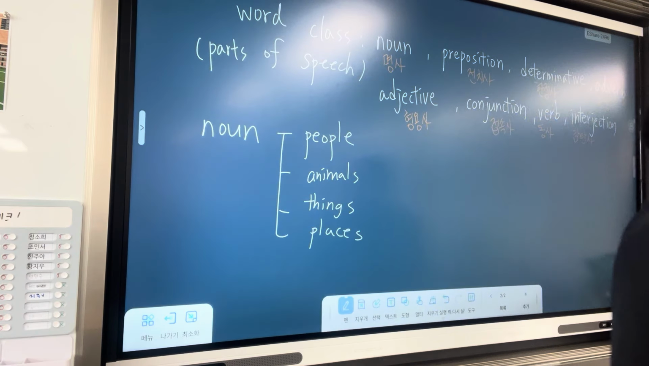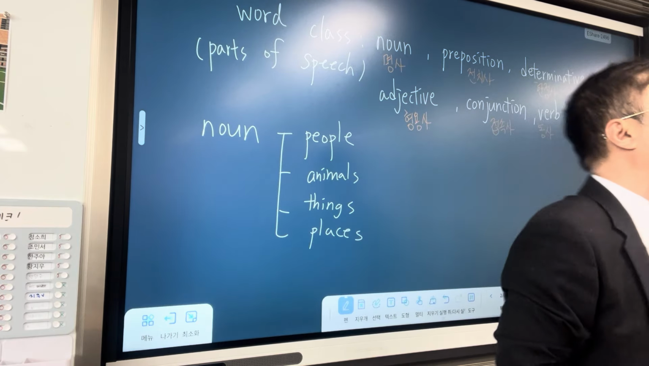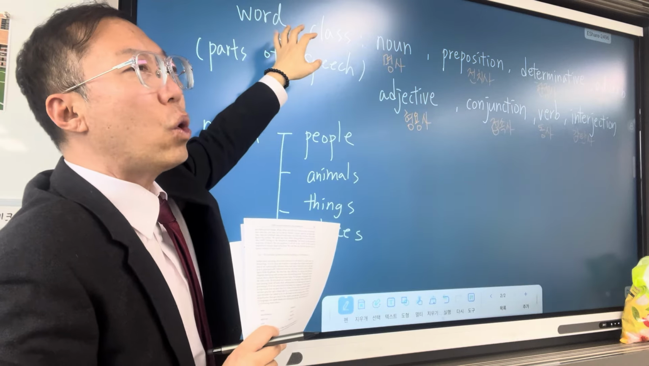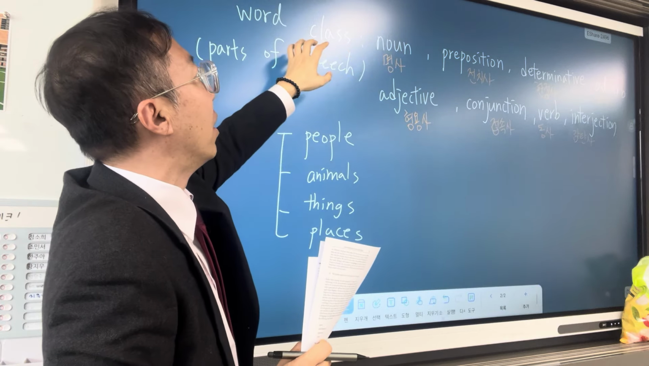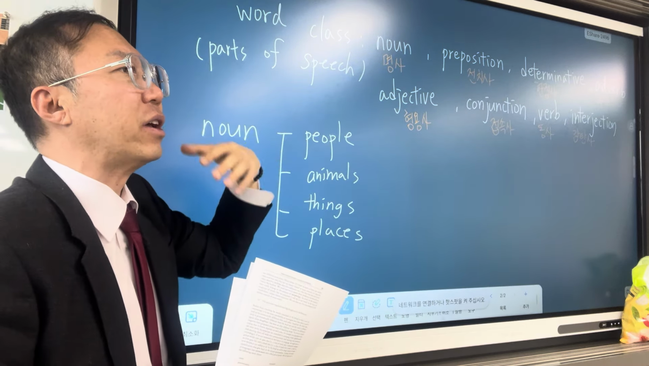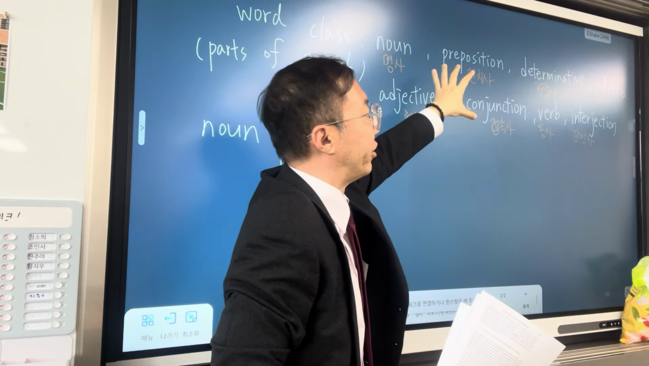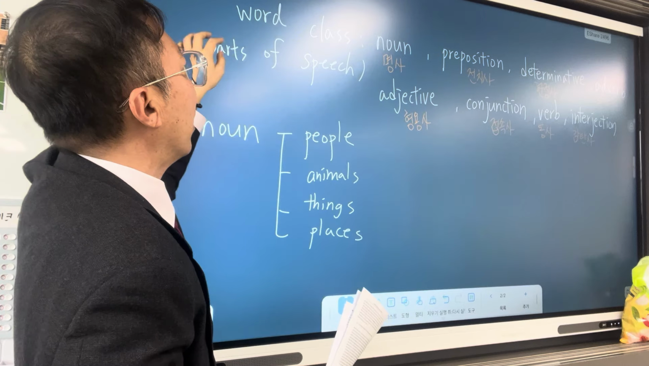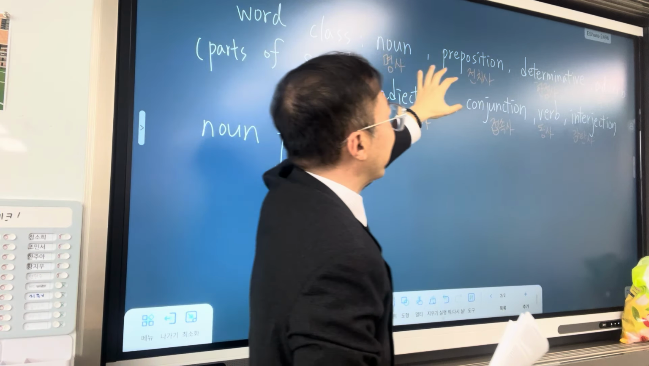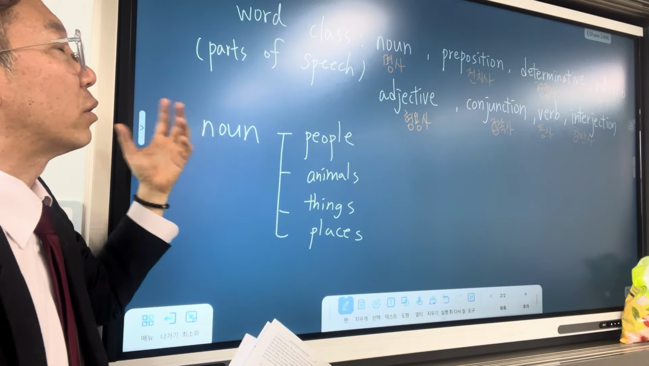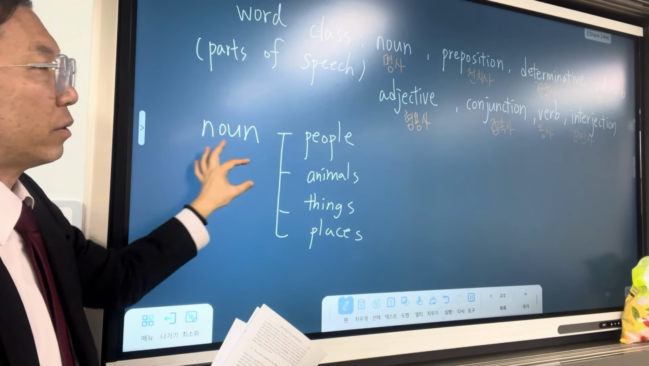So let's do a little bit of a review. Last time I introduced the concept of word class. Here in this book, we are going to use the old system of word class from ancient Greek grammarians. They divided words into 8 groups, so we will be using the concept of 8 word classes, or 8 parts of speech: noun, preposition, determinative, adverb, adjective, conjunction, verb, and interjection. And we start talking about the noun class first.